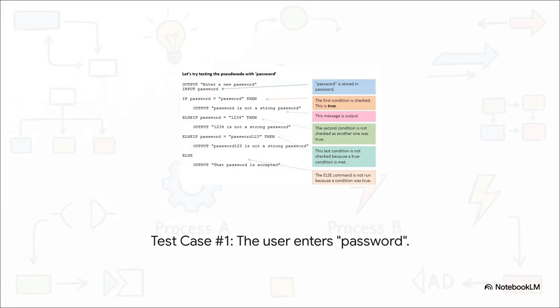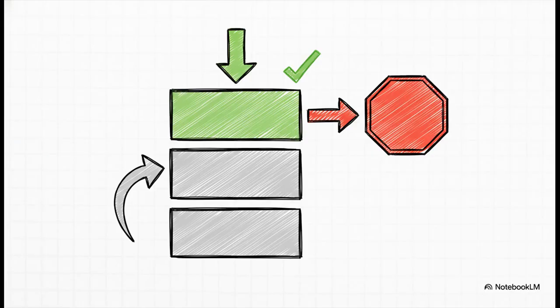Okay, first try. The user types in password. I know, super creative, right? The program takes that word and gets ready to run down its checklist, starting right at the top. So the very first thing it checks is if the password equals password. And ding, ding, ding, it's true. So the code immediately runs the instruction tied to that condition. It tells the user that's not a good password, and then it just stops. Its job is done. It doesn't even look at the other checks.